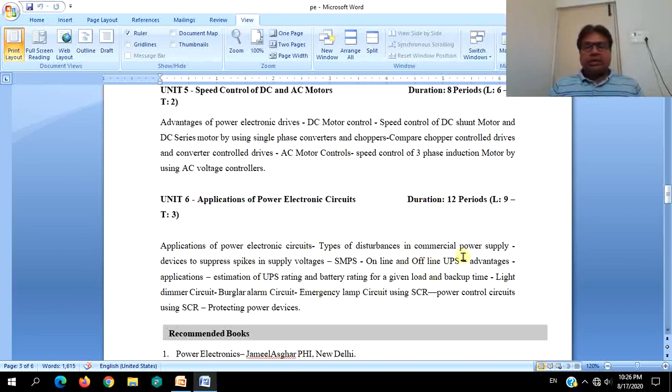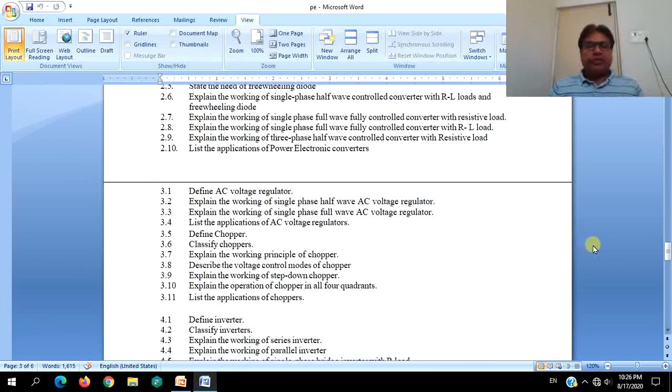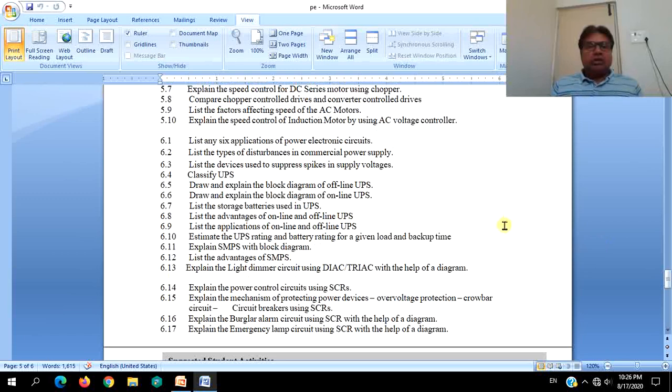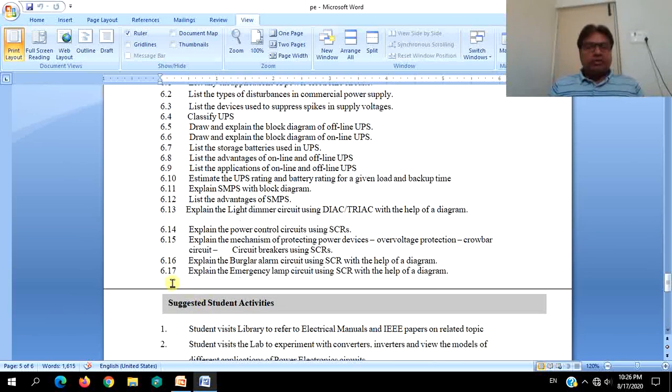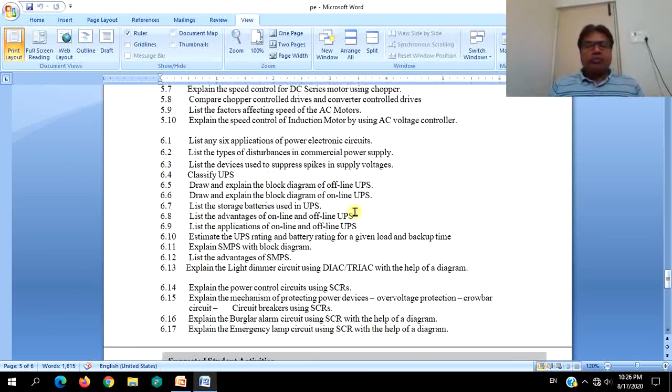These are the course contents given, and the specific objectives from 6.1 to 6.17 are listed out. All these are applications of power electronic circuits where they will be used for different purposes, both general purposes and specified purposes. To start with, the first aspect is to list any 6 applications of power electronic circuits.